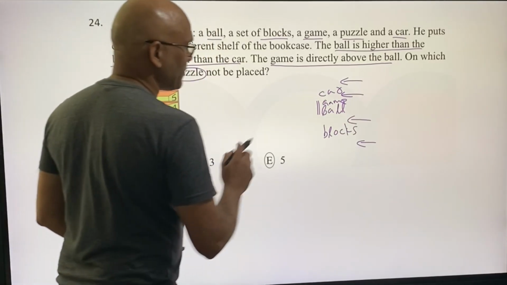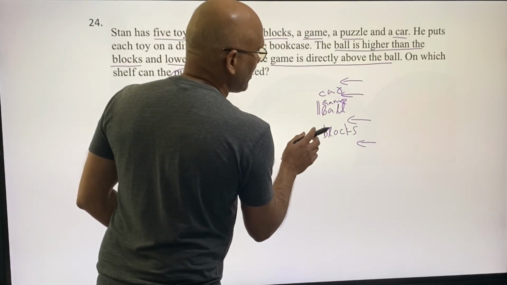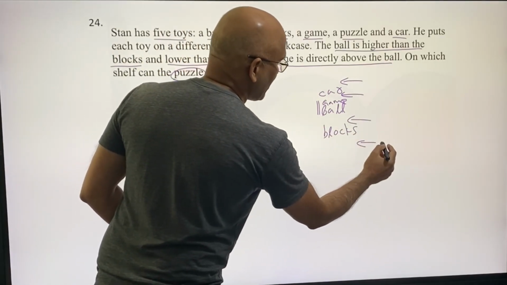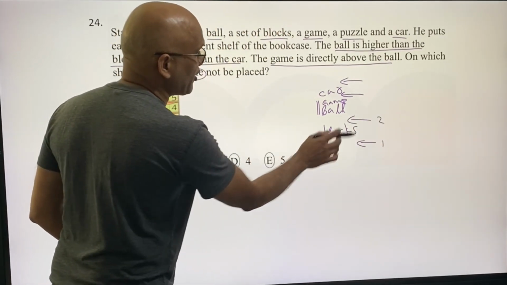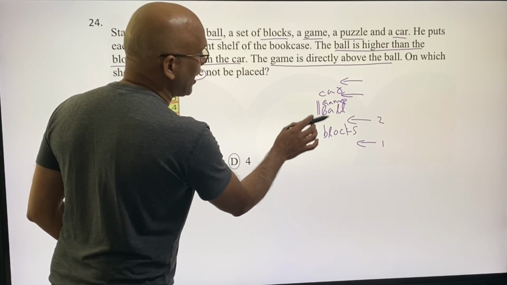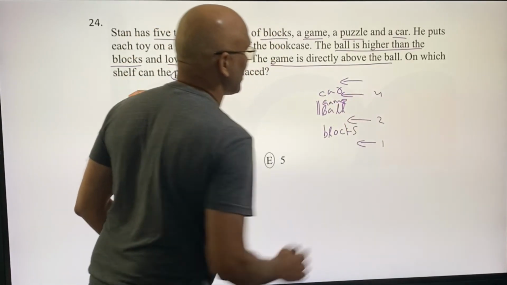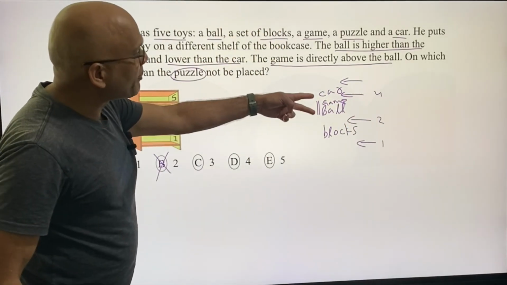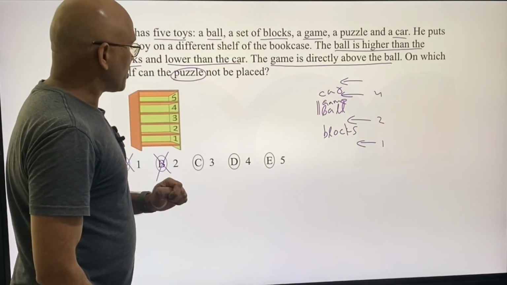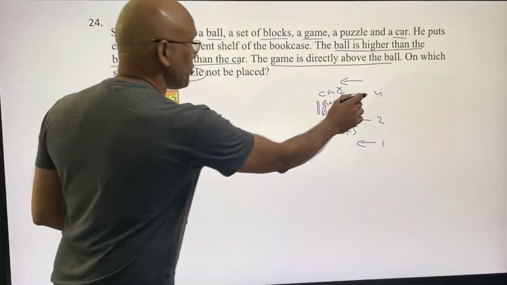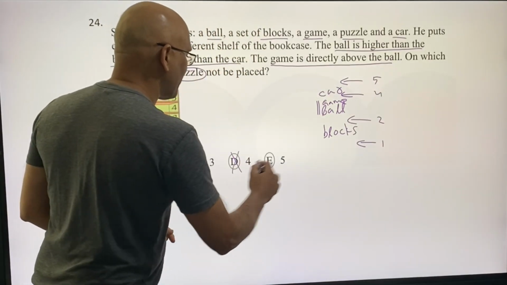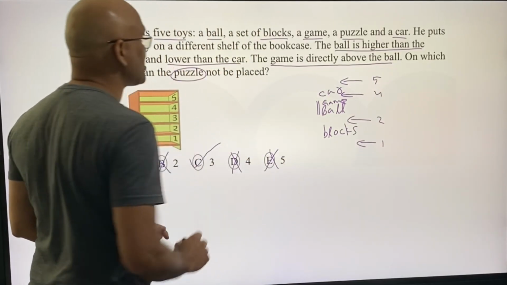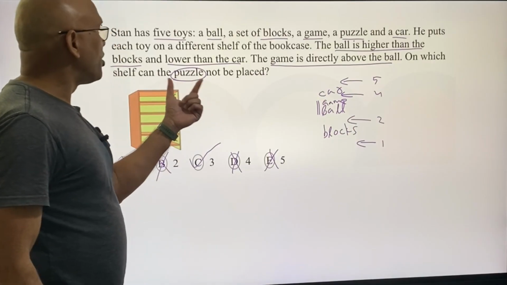Can I put it on 3? If I don't put it on 2, it has to be on the 4th shelf, because I cannot put it between the ball and the game. So I cannot put it on 3, but I can put it on 4, and of course on 5 too. So 4 and 5 are also possible. Then C is the only shelf where I cannot put the puzzle.